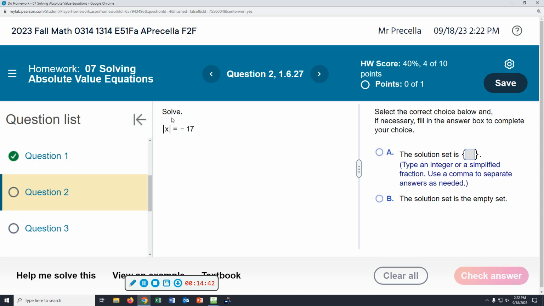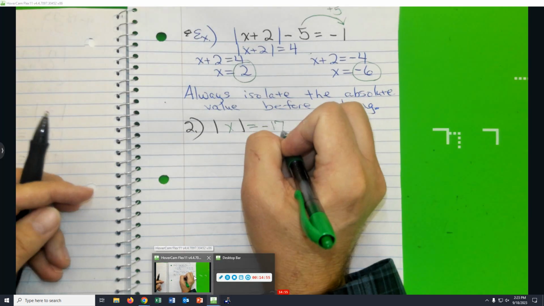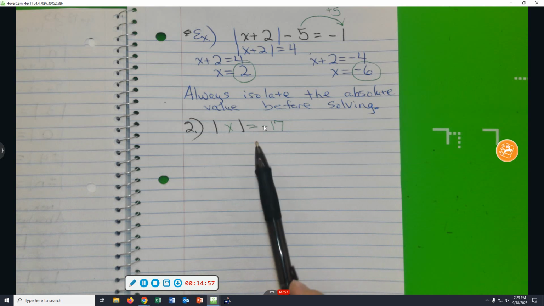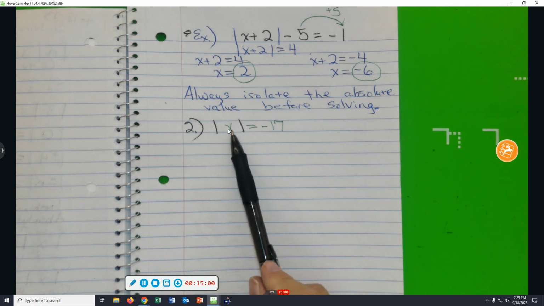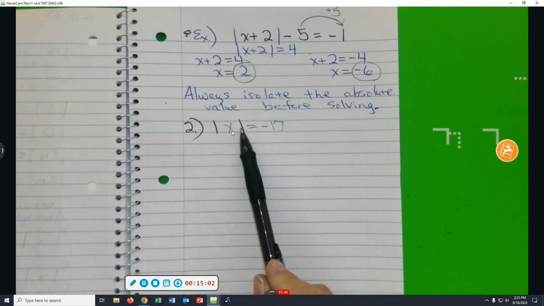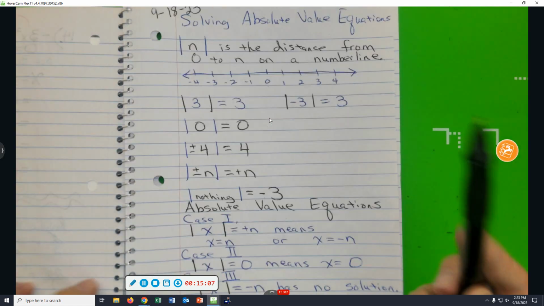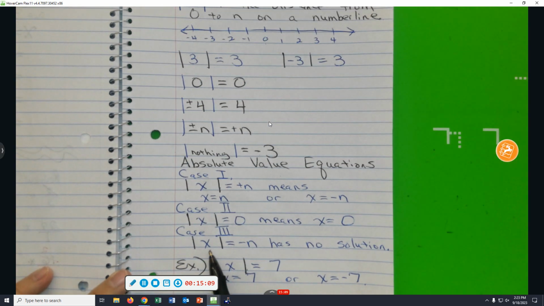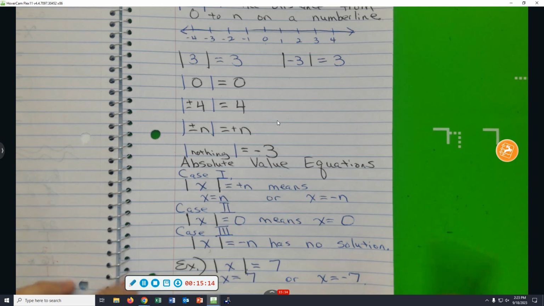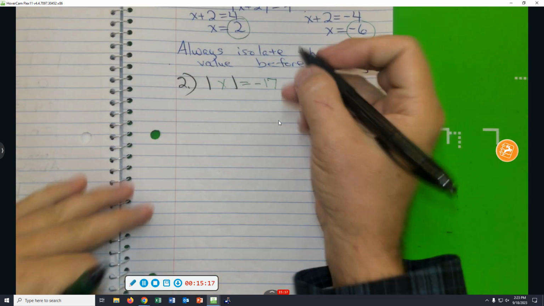B. The number on the right is negative. Let's write that down. Okay, this is number 2. We have the absolute value of x equals a -17. It doesn't matter what you put in here. When you take that absolute value, what sign are you going to get? Positive. This is that third case. The absolute value by itself on one side equaling a negative number on the other side. That is no solution.